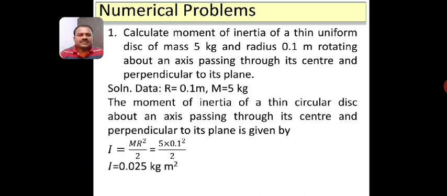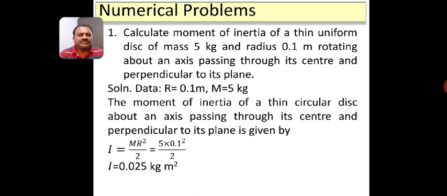So, to start with, the first problem: calculate the moment of inertia of a thin uniform disk of mass 5 kg and radius 0.1 meter, rotating about an axis passing through its center and perpendicular to its plane. First, let us try to write down the given data. The radius of the thin uniform disk is 0.1 meter. So from that we can understand that it's a circular disk, and m is equal to 5 kg, that is, the mass of the circular disk is 5 kg.